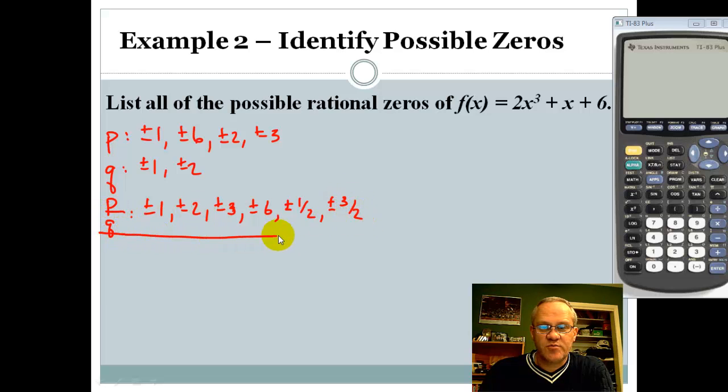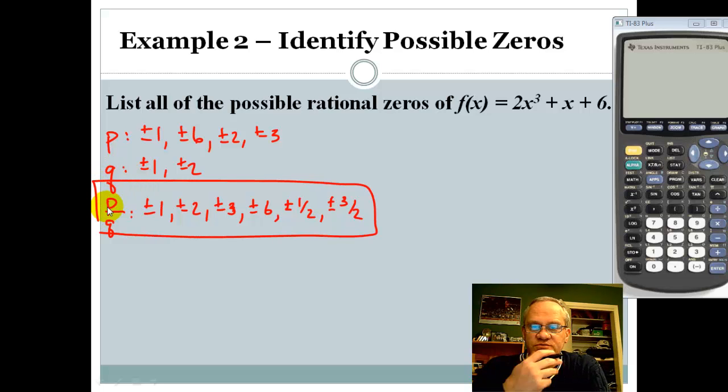So these are our possible rational zeros for this function. Okay? So far okay? Not too bad. Just watch your p's and q's.